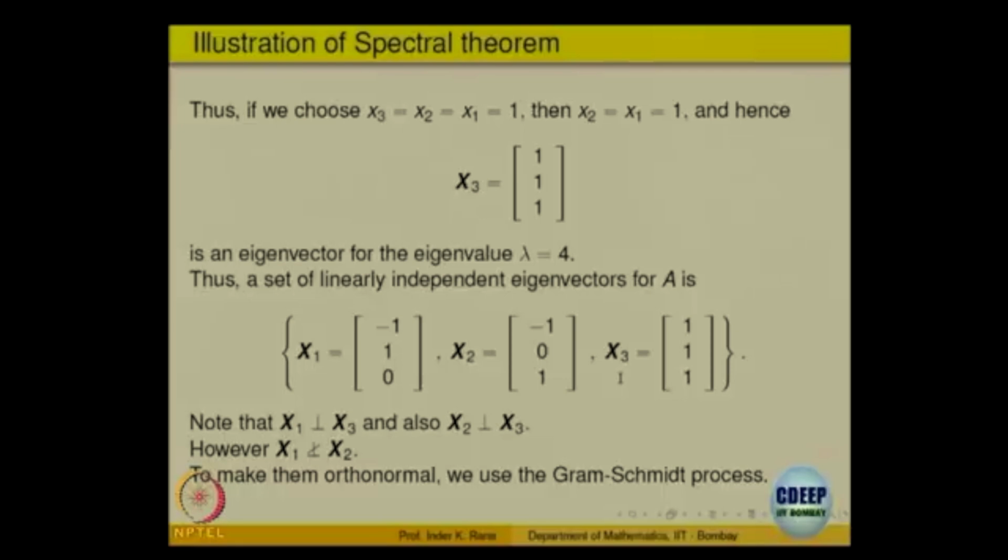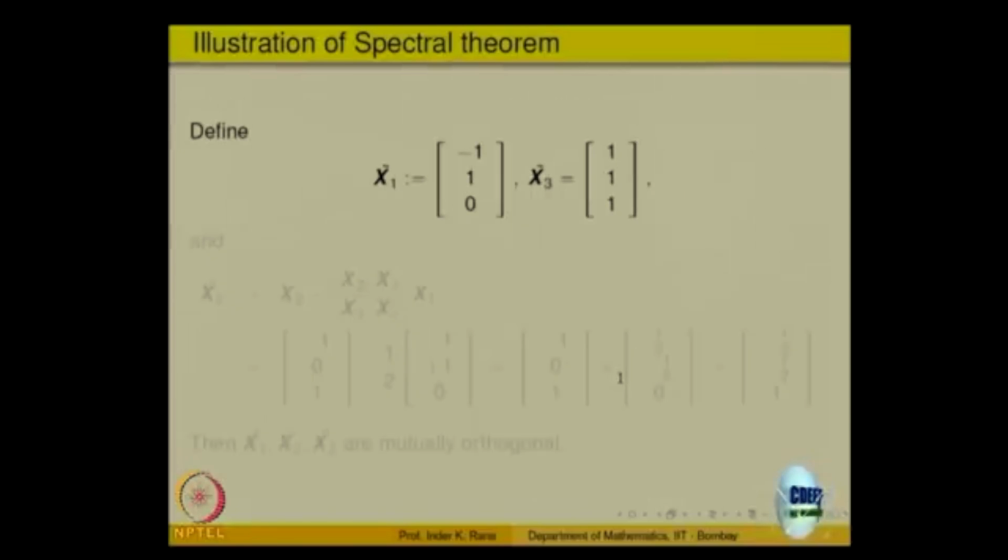Gram-Schmidt process. Successively you are going to remove the projections, right. So let us do that. Define x1 and x3 tilde to be as they are, the original ones, because they are perpendicular to each other. x2 is the one which is not perpendicular; x1 and x3 are perpendicular anyway. So let us define that.